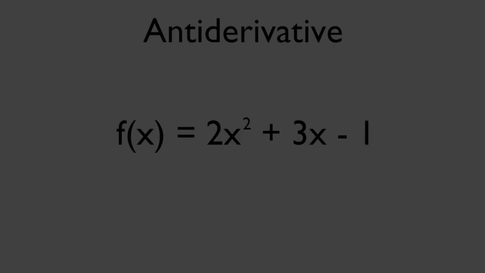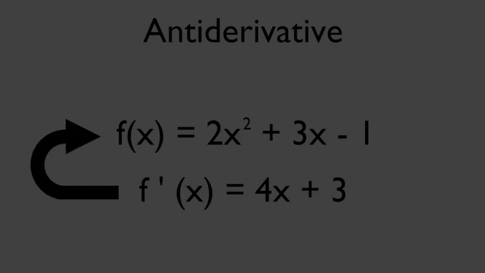Now we can find the derivative of this equation using the power rule, and we find that f prime of x equals 4x plus 3. Finding the antiderivative is as easy as going backwards, so we'll let the 4x plus 3 equation now be our f of x instead of our f prime of x. And we'll let the 2x squared plus 3x minus 1 be our capital F of x, or our antiderivative equation.